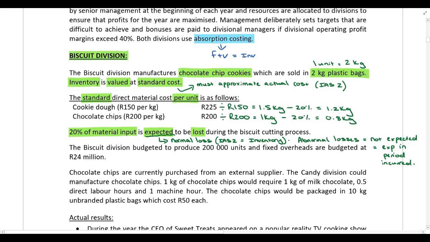So let's just total this over here. In total, they input 2.5 kilograms of direct material. There's a 20% loss in the production process, so the output is going to be 2 kilograms. And that ties into what we were told above. We know that 1 unit is equal to 2 kilograms.